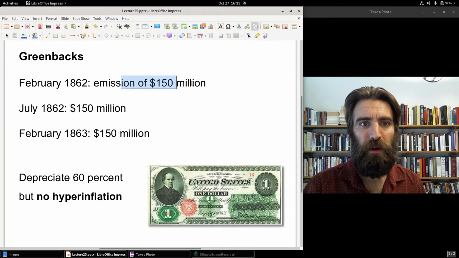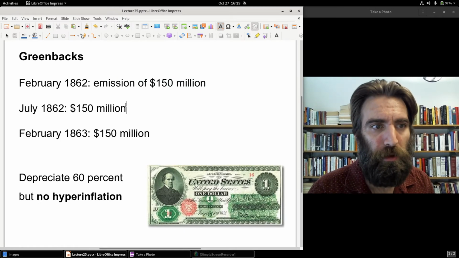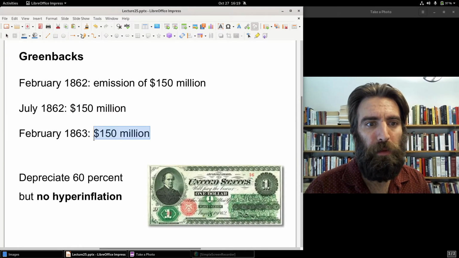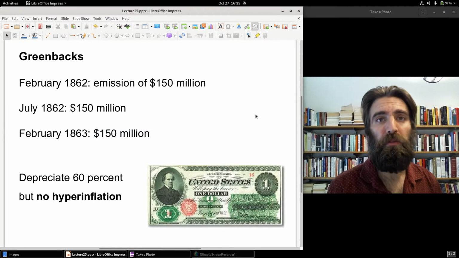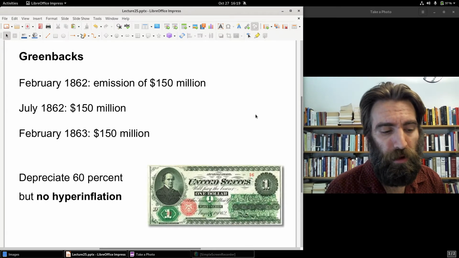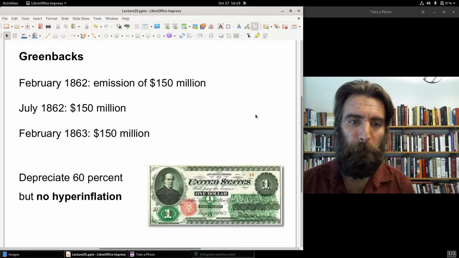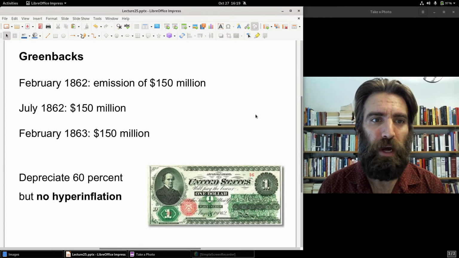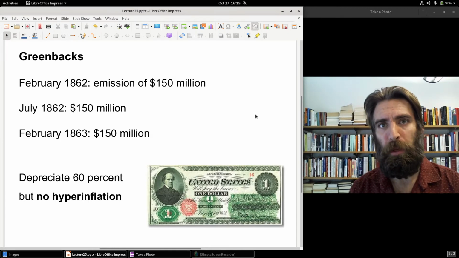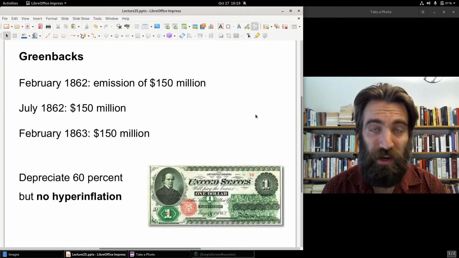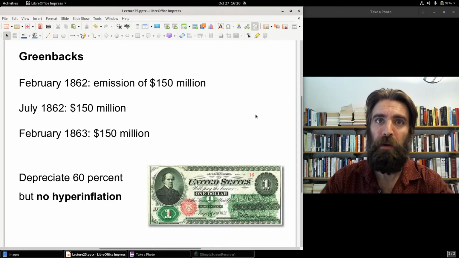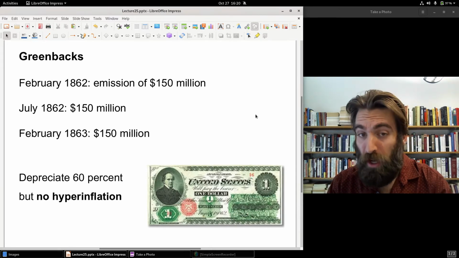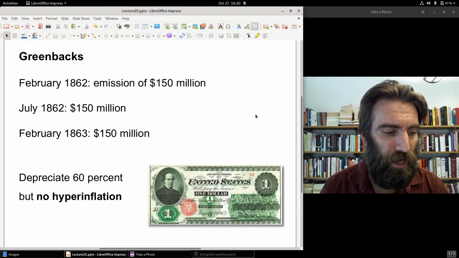There are the numbers. So an emission of 150 million, that was supposed to be the last one, but 5 months later, another emission of 150 million, and then in February, another emission of 150 million. Now, these notes did not hyperinflate. They depreciated in value, but they did not hyperinflate. By the end of the war, a greenback traded for 40 cents in gold. So it's about 60% depreciation, which isn't terrible. All things considered, it's not like you saw during the Revolutionary War, where it just hyperinflated. It's not like the assignat during the French Revolution. This is a significant depreciation, but one that was fairly under control.